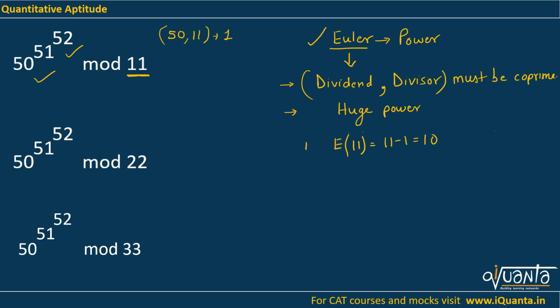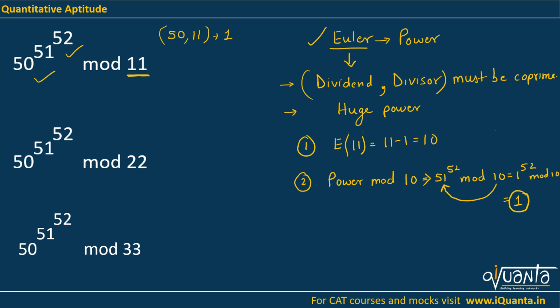So this was step 1, to find out the Euler of divisor. Then the second step is you have to find out power mod the Euler value you just found out. So it is 10 over here, so power mod 10 should be the next step. So power here is 51 to the power 52 mod 10. So you know how to find out the answer in this case. We'll simply divide this 51 by 10, remainder will be 1 because 51 mod 10 is 1. So 1 to the power 52 mod 10 again becomes 1. So after finding out power mod Euler, we are getting this new remainder, which is 1 over here.